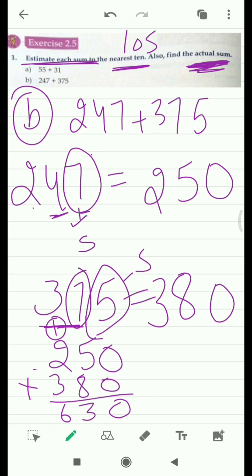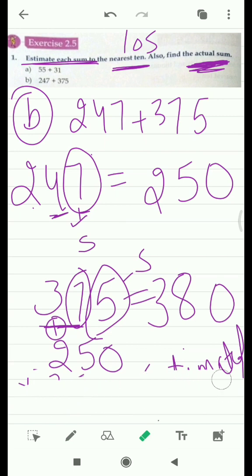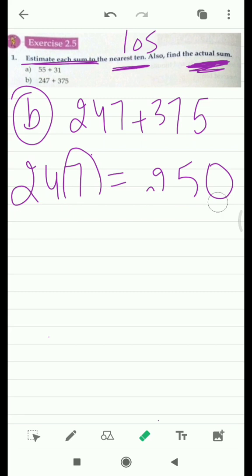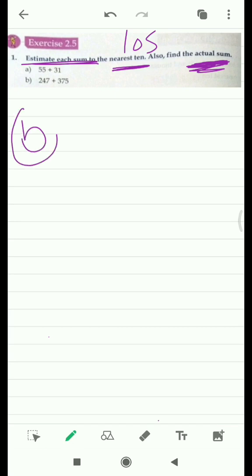So this is your estimated sum. Okay, now we have to find the actual sum. This is quite easy, as you have to simply add these numbers as it is. Continuing the B part for actual sum.